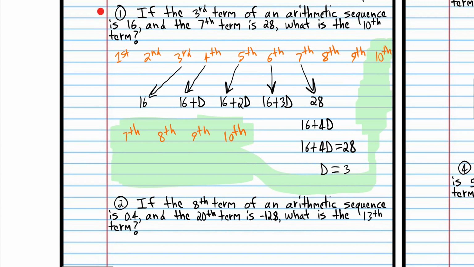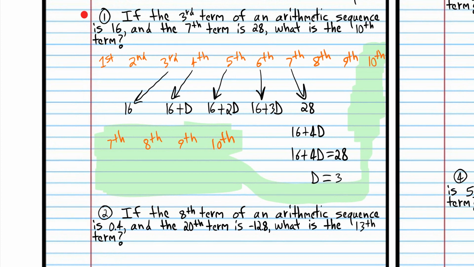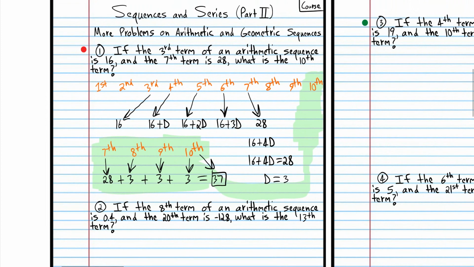And again, you don't have to write all this out. You do have to show the equation that you're using, but you don't have to write all these numbers and all these expressions here. This is just to help you understand how to do the problem. So the 7th term, we'll write that again, that's 28. And to get the 8th term, we're going to add 3. And then to get to the 9th term, we'll add 3 again. And to get to the 10th term, we'll add 3 again. So we get to 37. The 10th term is 37. So that's the general principle for how we're going to do these problems.